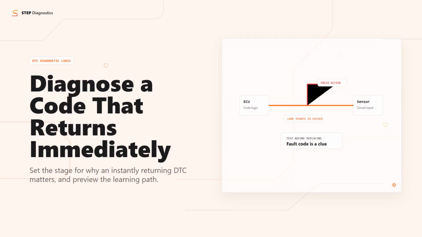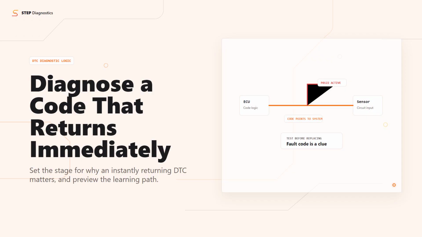If you've ever cleared a code only to see it return before you can finish the scan, you're facing a fast, repeatable ECU-detected fault. This lesson will show you how to recognize what this means, what the ECU is really observing, and how to diagnose it correctly.